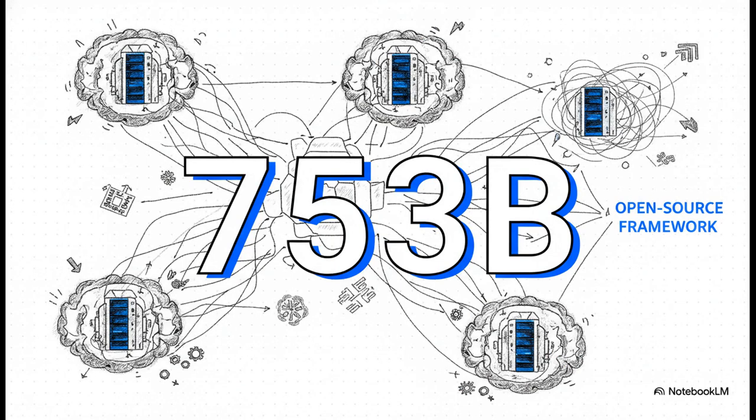Let's start right here with a massive number, 753 billion. That is the sheer scale of GLM 5.2, 753 billion parameters. In the world of AI, parameters are essentially the synthetic synapses of the model, right? They represent its raw processing power, its reasoning depth, and its capacity to understand really complex patterns.